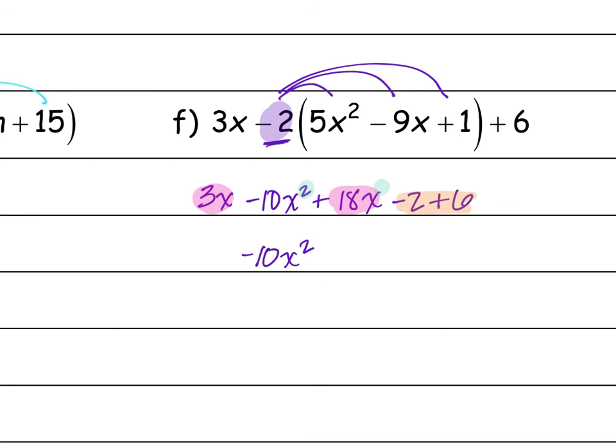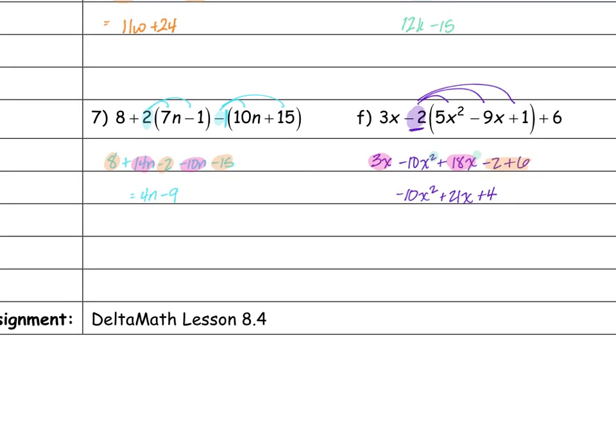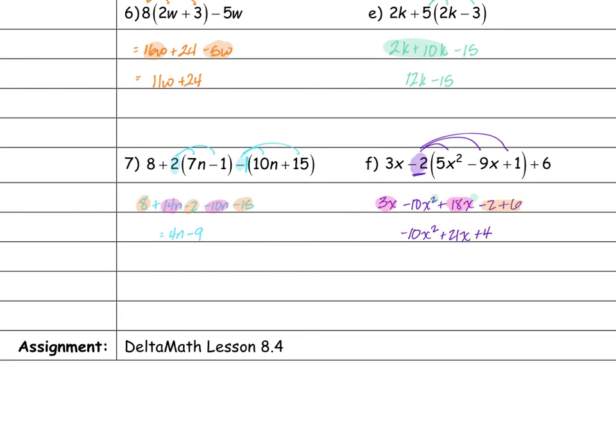-10x squared plus 21x plus 4. Okay? Does that make sense? I'm not sure how you got 12, Maria, instead of 21. I don't know if you just transposed the numbers. Okay, I think that's it. So now you have 12 problems.